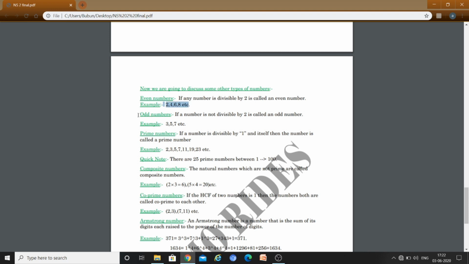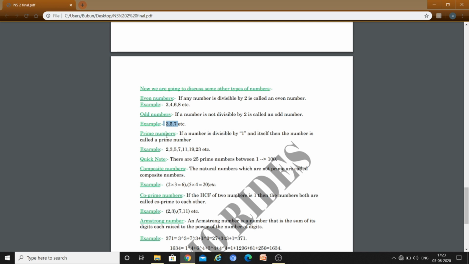So what are the odd numbers? Odd numbers are the opposite of even numbers. If a number is not divisible by 2, it is called an odd number. Example 3, 5, 7 or 9 or 11. You cannot divide these numbers by 2. Okay, these numbers are not divisible by 2. So we can say that these numbers are odd numbers.